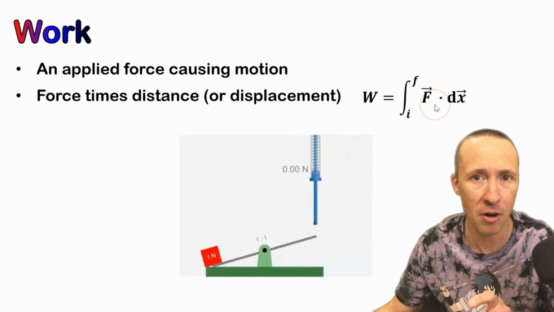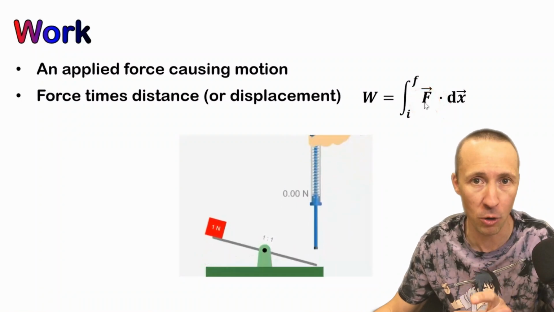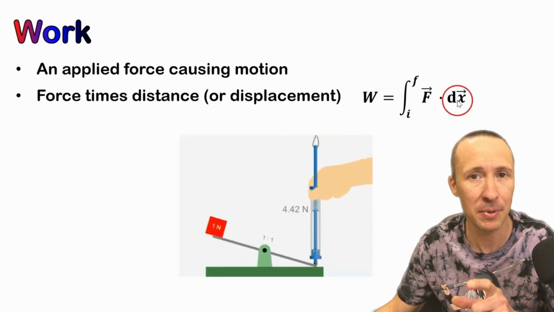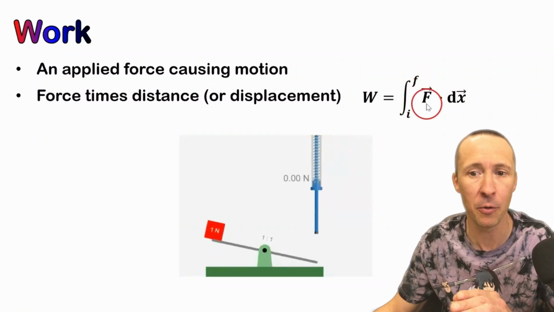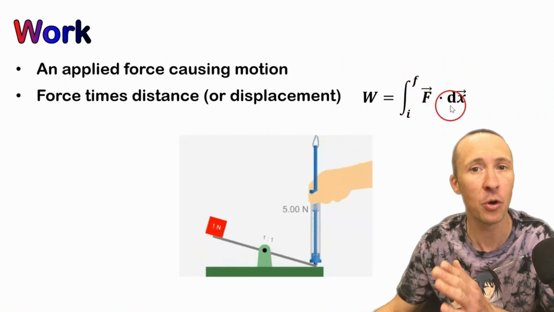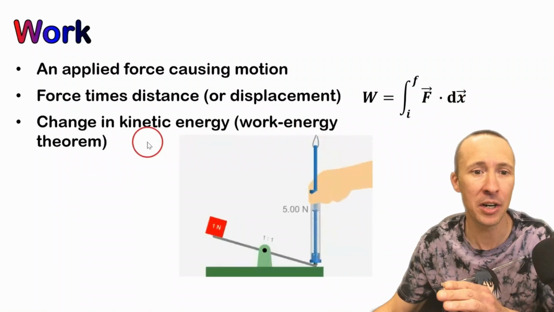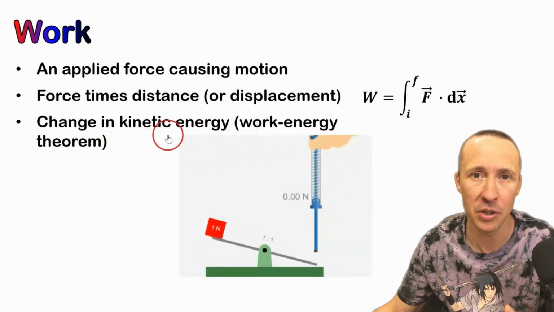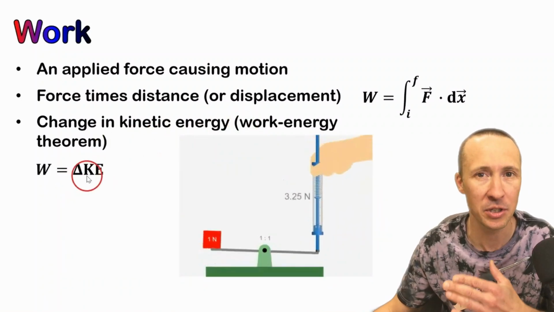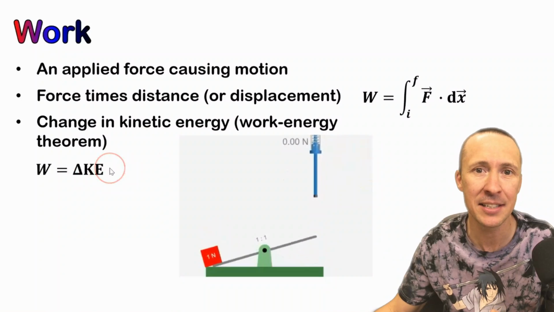But it's the dot product between the force vector and the displacement vector. And there's an integral sign here because we're summing up the force as it's applied throughout the whole displacement. You can also think of work as the change in kinetic energy of an object or the system, according to the work energy theorem. So work equals change in kinetic energy, just like this.